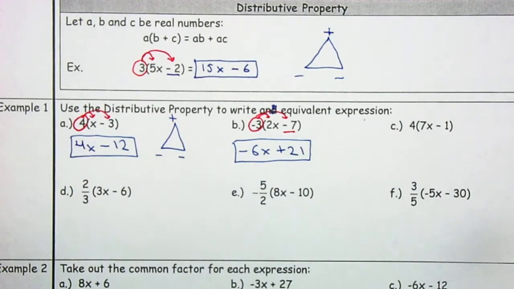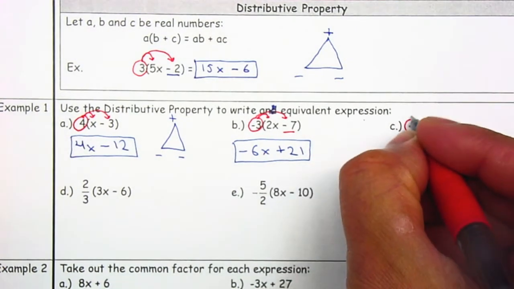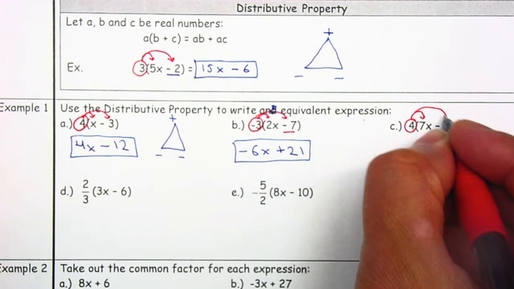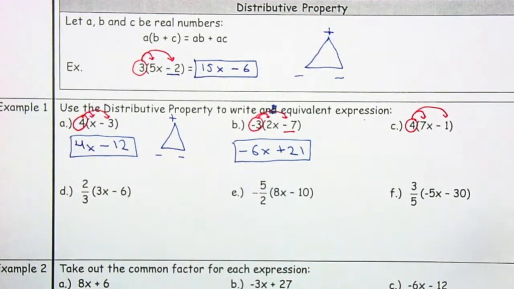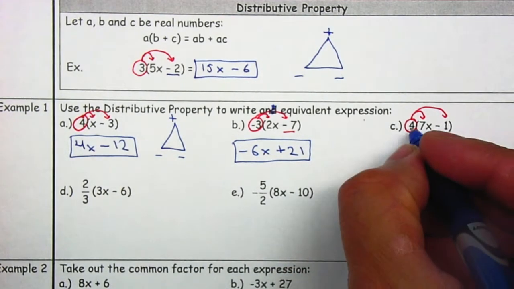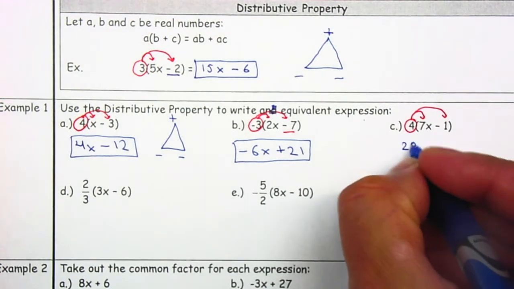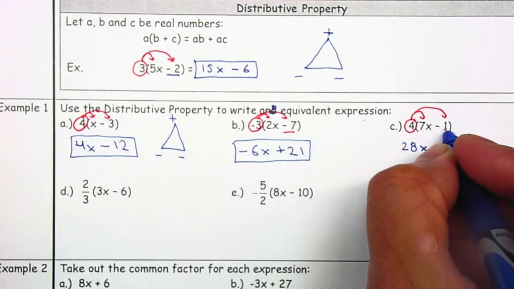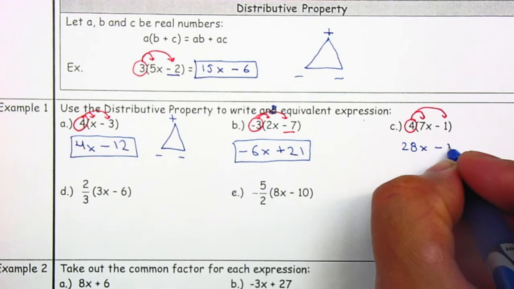For letter C, we are going to distribute the 4. 4 times 7x and 4 times negative 1. So 4 times 7x will be 28x. 4 times negative 1 will be negative 4.